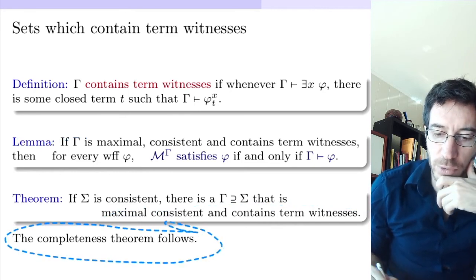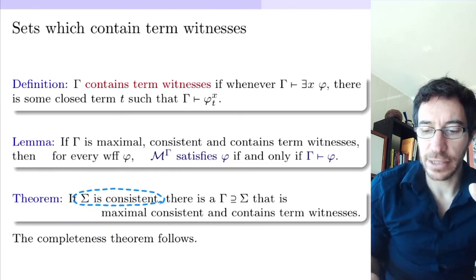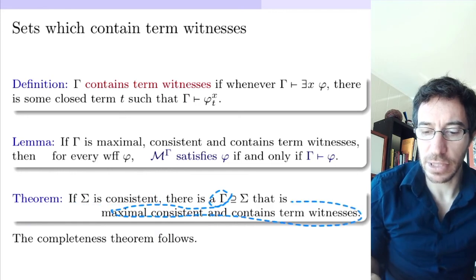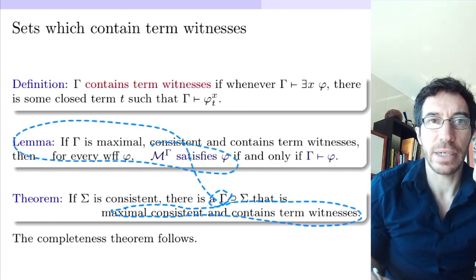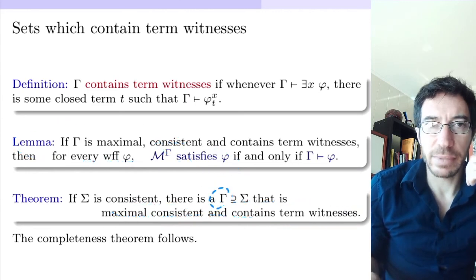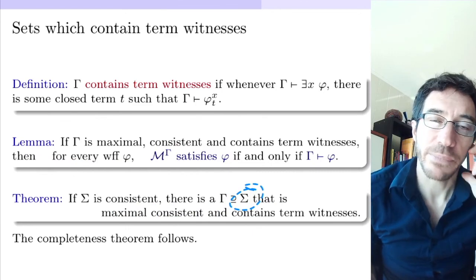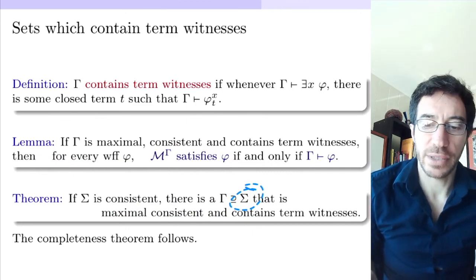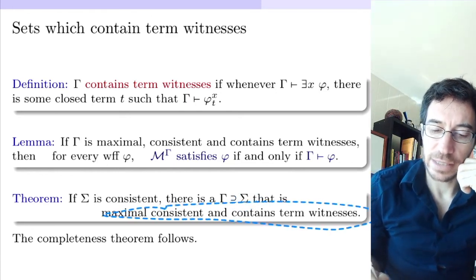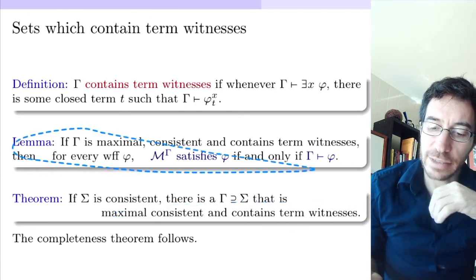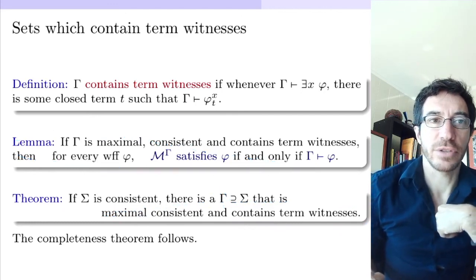Right? Because now when we start with something that is consistent, we can first extend it to something that is maximally consistent and contains witnesses. Then we use the lemma to show that the term model of that gamma satisfies everything in gamma, and in particular it satisfies everything in sigma. So we have built a model of sigma. Okay? So those are going to be the two steps. First, make it larger so that it's maximally consistent containing witnesses, and then use the lemma to show that the term model of that one satisfies gamma and therefore sigma.